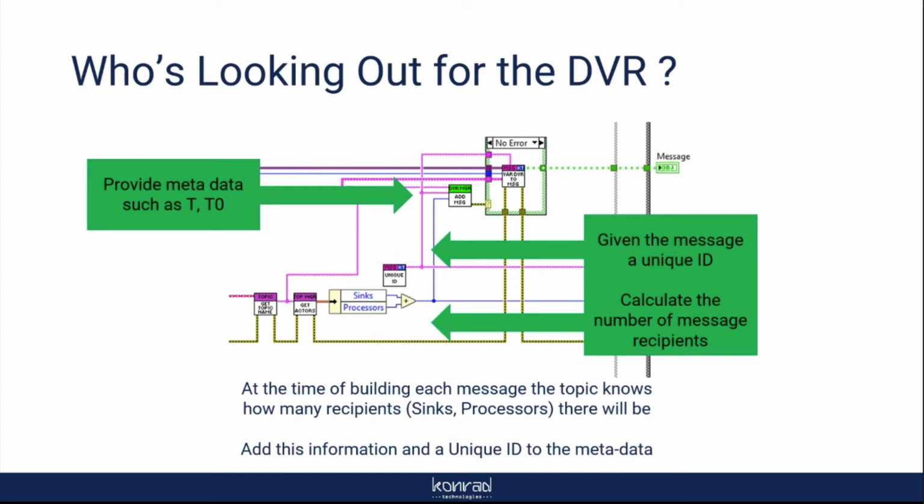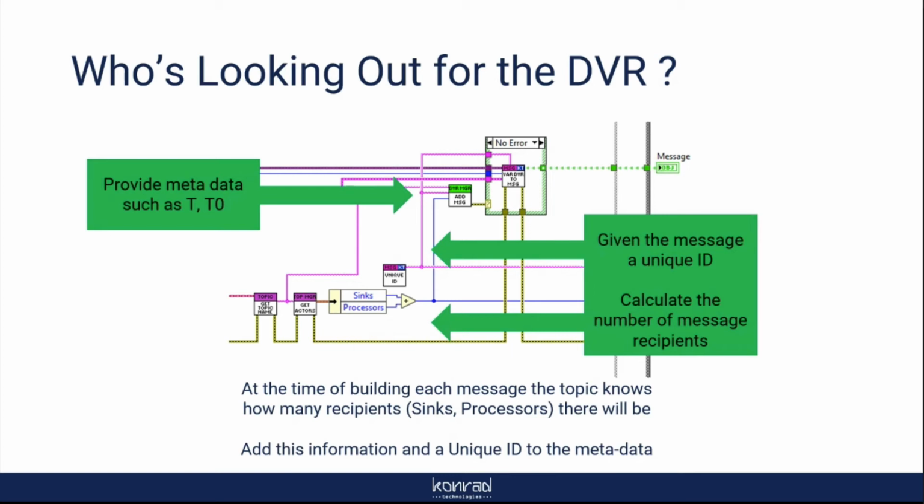So in this diagram, what I've shown is how we're managing those data value references. At the time of building each message, the topic knows how many recipients, how many sinks and processors, are subscribed to it. We maintain a subscription list, so we know how many recipients of the message there should be. We also change the metadata slightly so that rather than just a number, we've got a GUID.